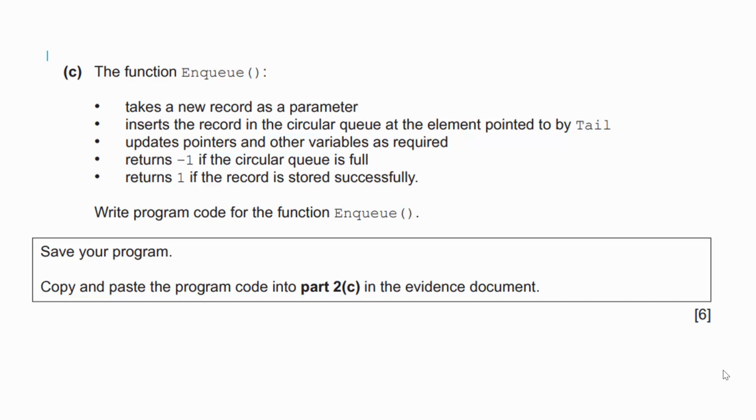Inserts the record in the circular queue at the element pointed to by tail. The tail shows the end of our queue. It shows the next spot where an item can go. It updates pointers and other variables as required. It returns -1 if the circular queue is full, returns 1 if the record is stored successfully. Write program code for the function enqueue. Copy and paste the program code into part 2C of the evidence document. So let's swing over to VB and let's code out this function enqueue and then copy and paste it into our Word document.